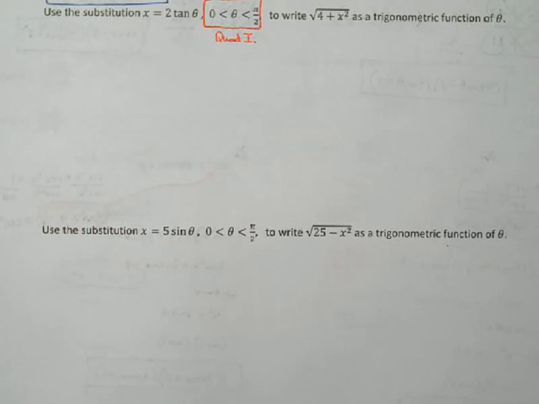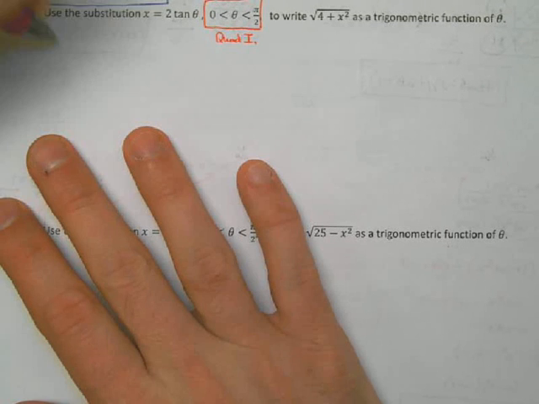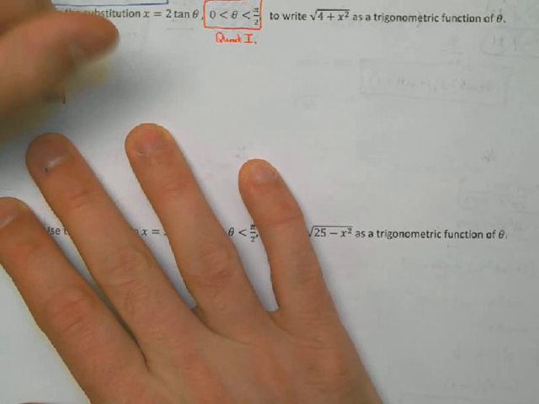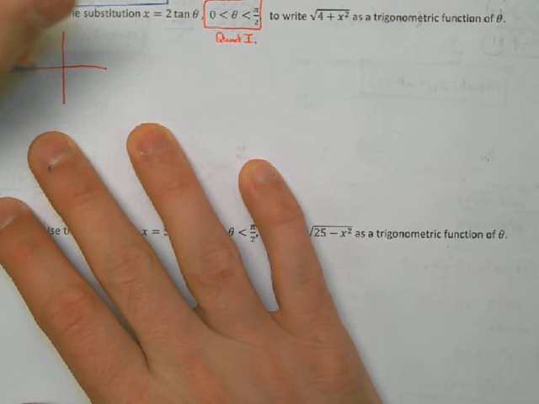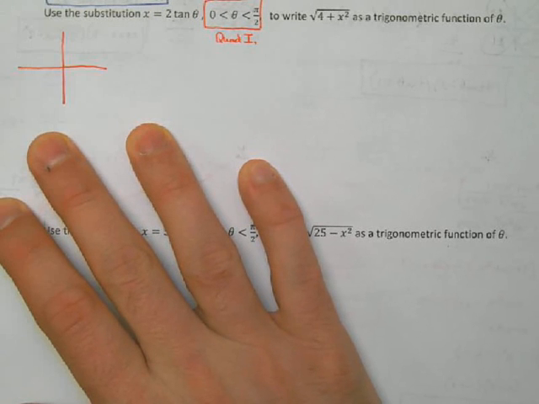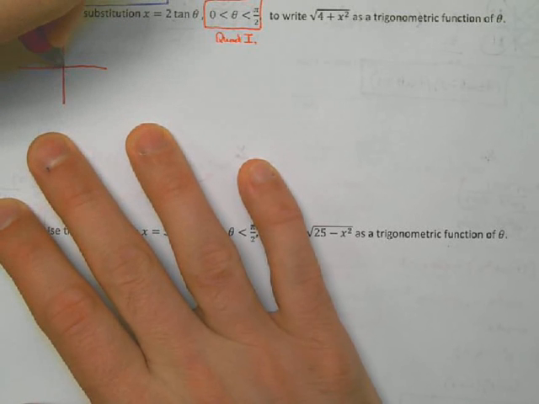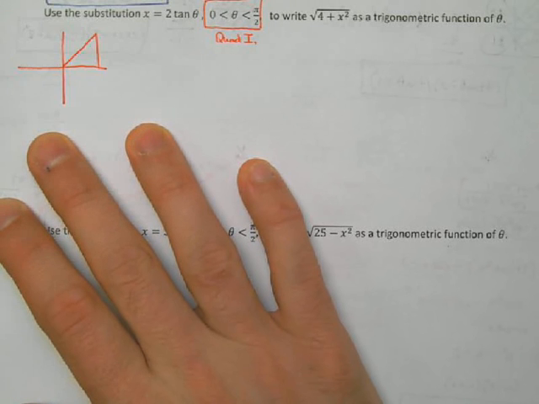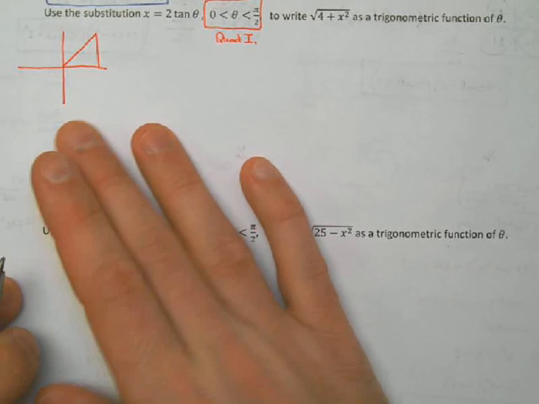So here's this angle, theta. This is what I've got so far. I've got a triangle here in the first quadrant because it's between 0 and pi over 2. It's got an opposite of x and adjacent of 2, and that means the hypotenuse is the square root of 4 plus x squared. And so if I want to write the hypotenuse as a function of theta instead, I don't want to involve the x at all. If I want to write the hypotenuse as a function of theta, here's what I know.